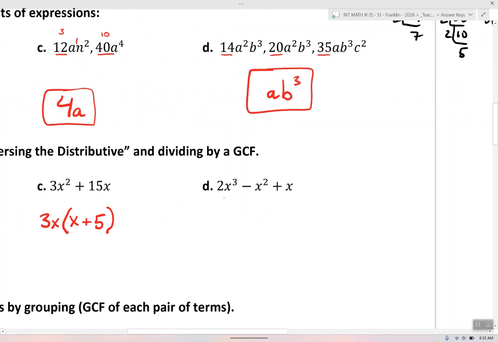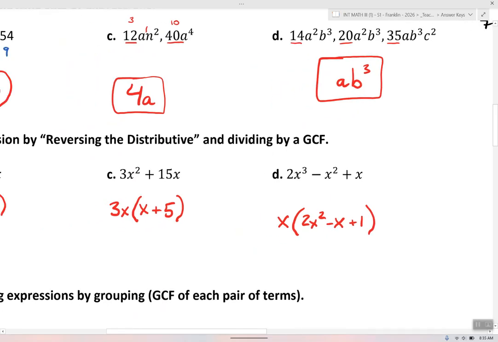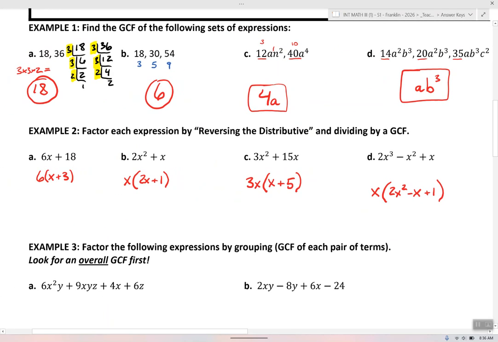And lastly, I have 2x cubed minus x squared plus x. Those all three just have an x in common. So if I divide all those by x, and if you remember, dividing by a variable, you just subtract 1 from the exponent. So this first term gives me 2x squared. The second term is just x minus x, and then x divided by x is 1. So there we have those four terms divided by their GCFs.